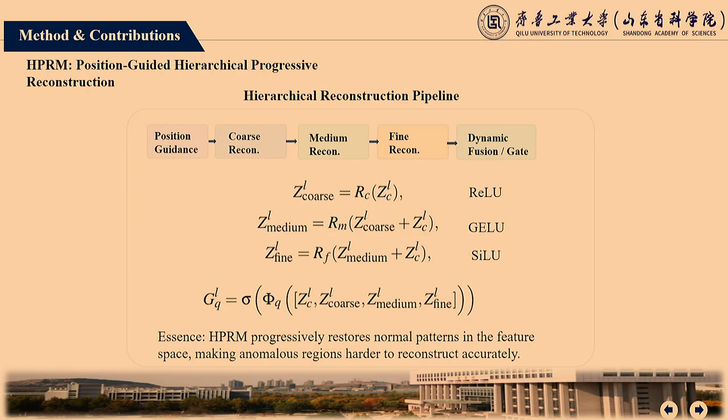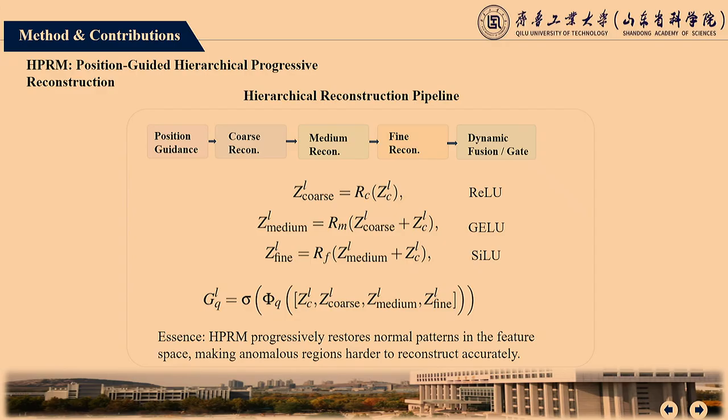Next, I will introduce the second core model, HPRM, which stands for Hierarchy Progressively Reconstruction Models. The key idea of this model is to use the position guidance to progressively recover normal geometric patterns in the feature space. HPRM contains the three reconstruction levels: coarse level, medium level, and the fine level reconstruction.